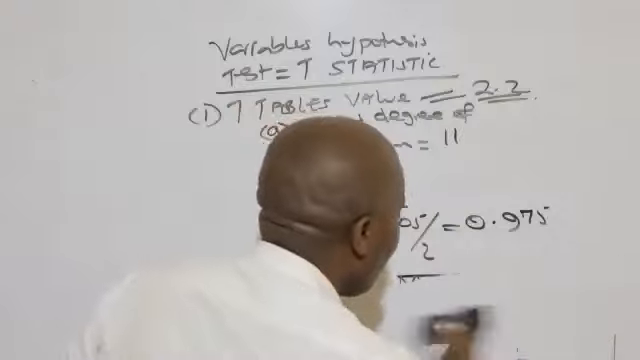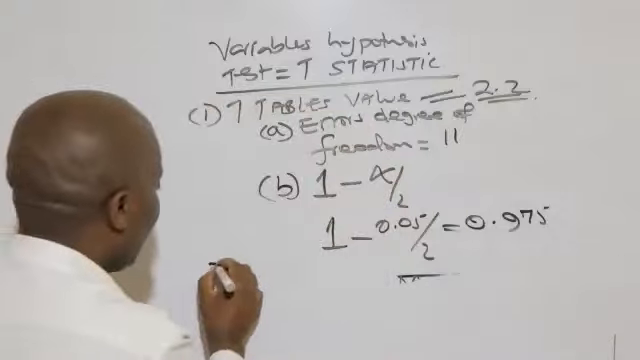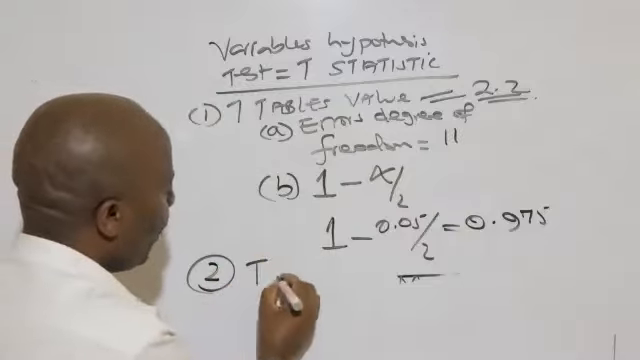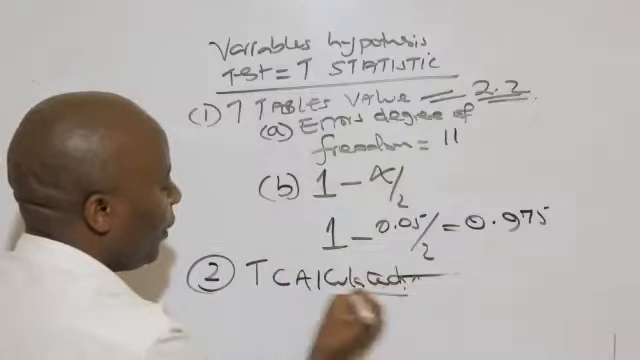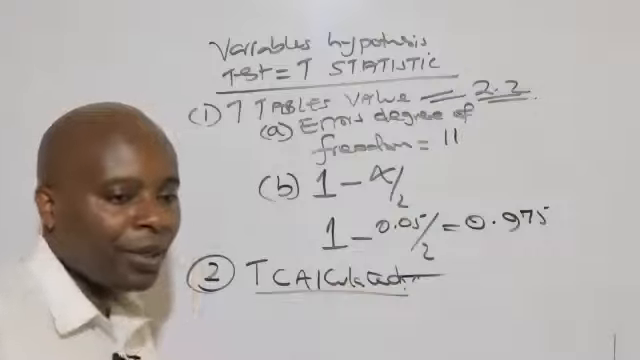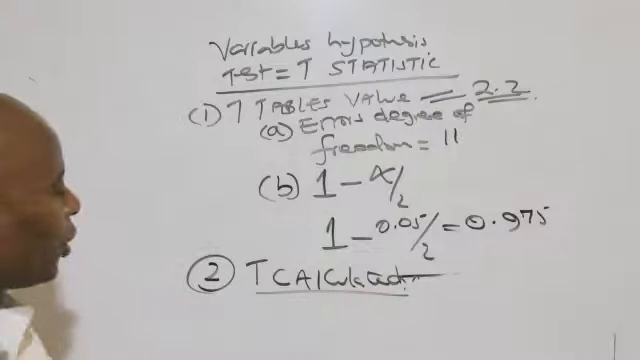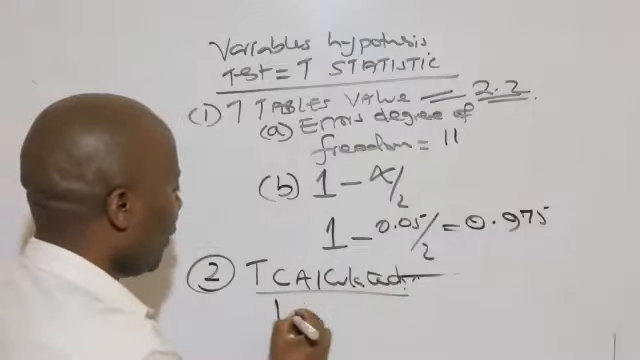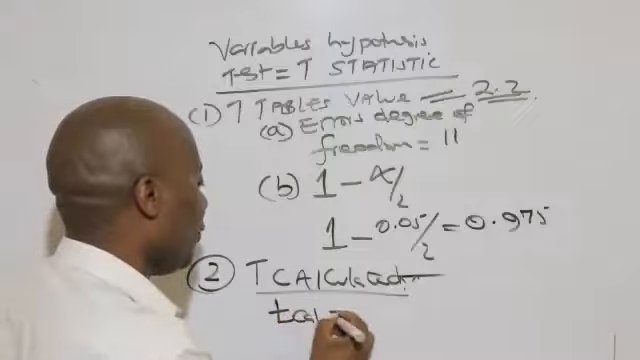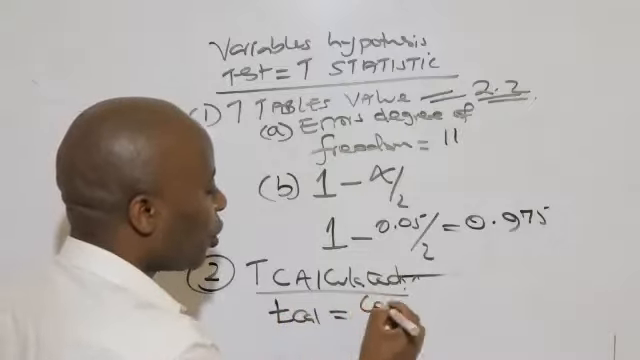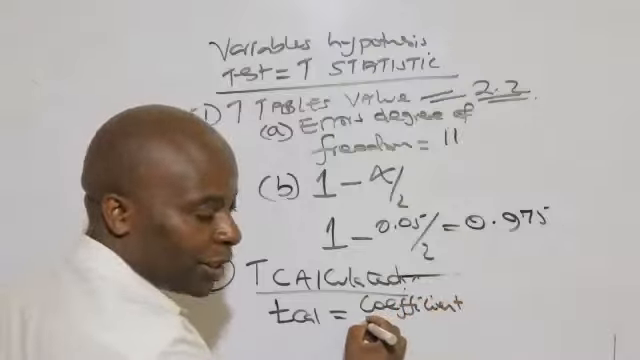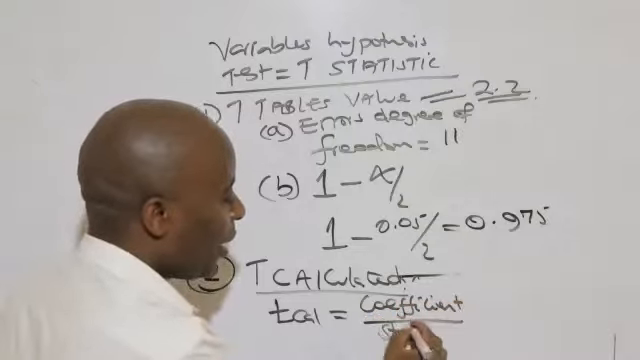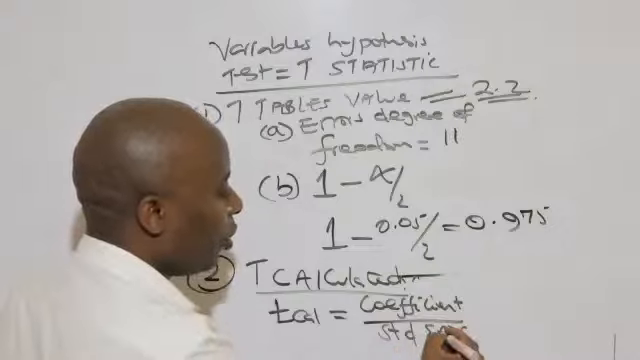Now, after that, the next step, number 2, will be to calculate what we call the T ratios or the T calculated figures. We say that our T calculated figure, T ratio, equals coefficient all over the standard error.